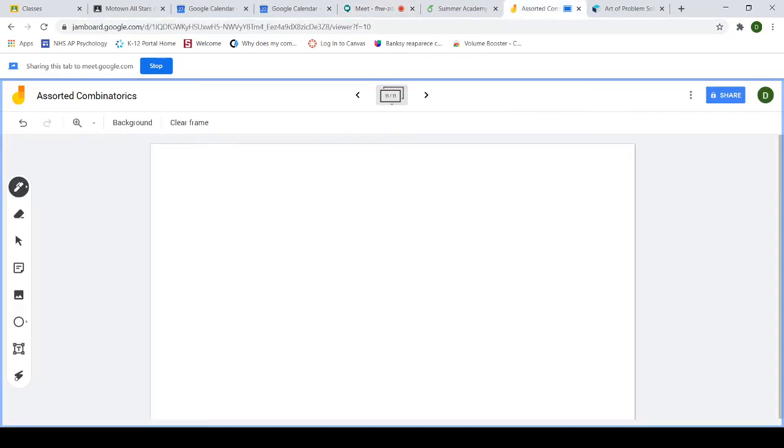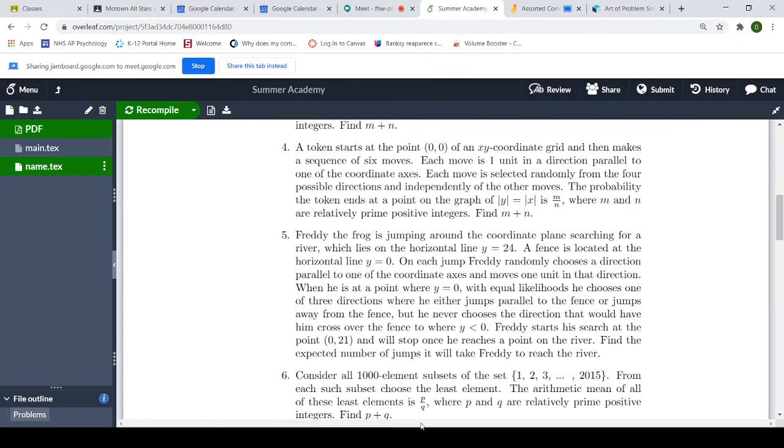I hope all of you are familiar with expected value. Generally, expected value is the average number of. It's just a fancy way to say average. We want to find the average number of jumps it will take for Freddy to reach the river.